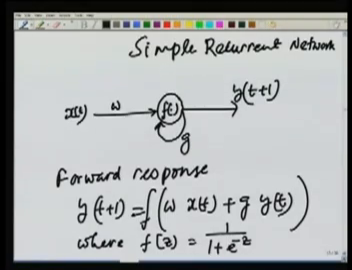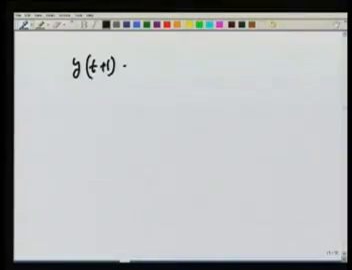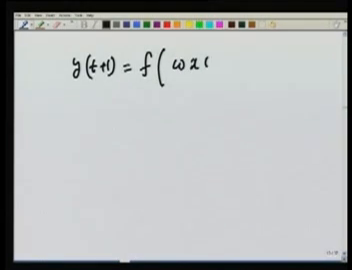All right. So this is our simplest network, and to this simplest network, how do you unfold this network? So let us see this forward response that we wrote, which is y t plus 1 is f of w x t plus g y t.